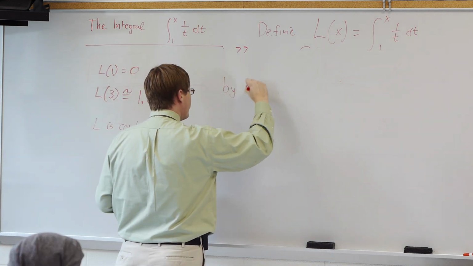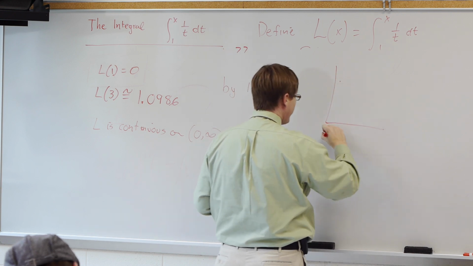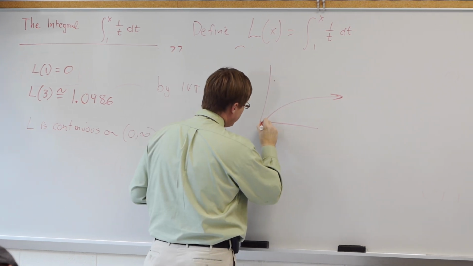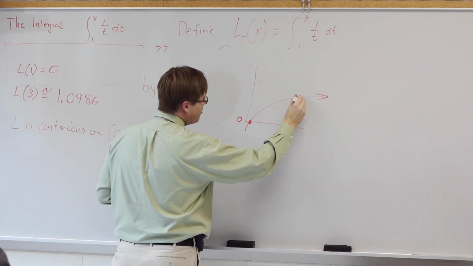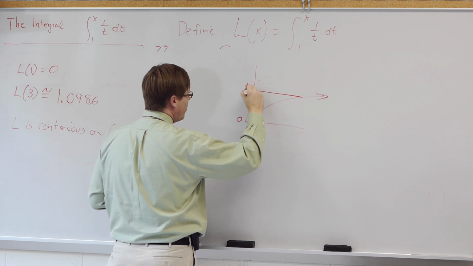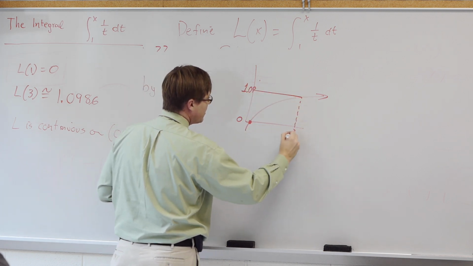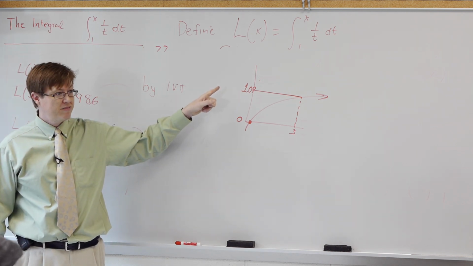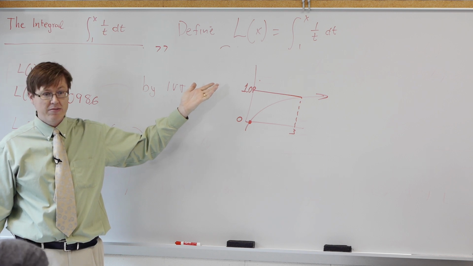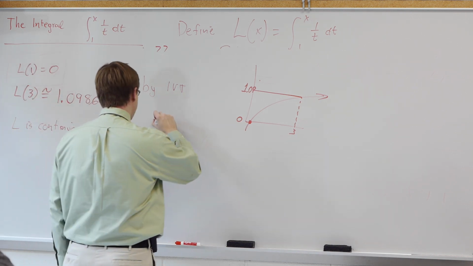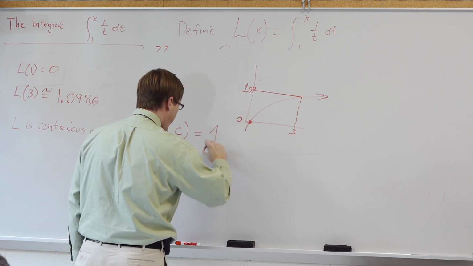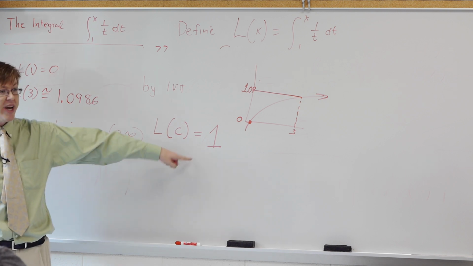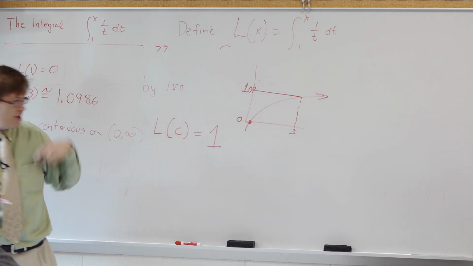What does intermediate value theorem say? I'm just going to sketch the graph out here again, so L kind of looks like that. And here it's 0, and here it's 1.09. Somewhere L of x has to equal 1, right? By intermediate value theorem. So by IVT, L of c has to equal 1 somewhere. And what does c have to be between based on this picture? 0 and 3.